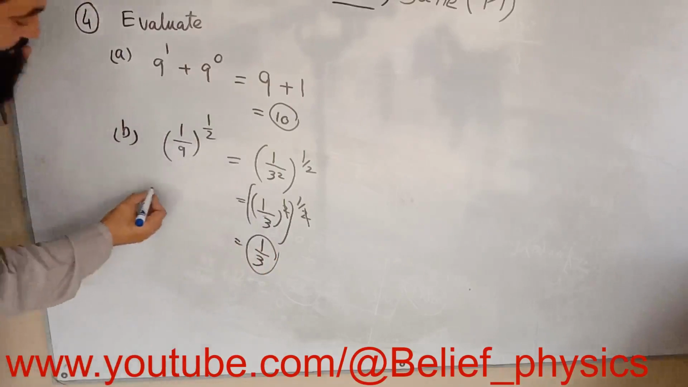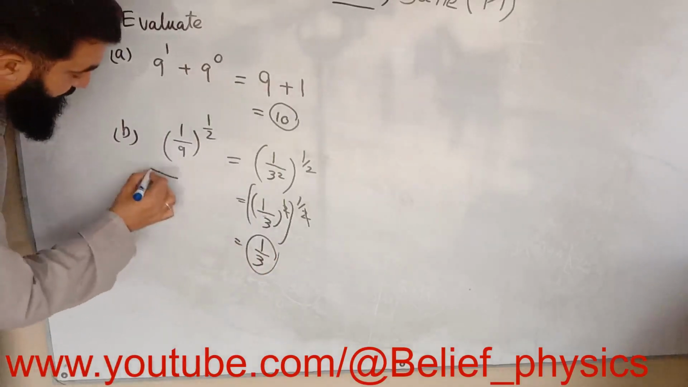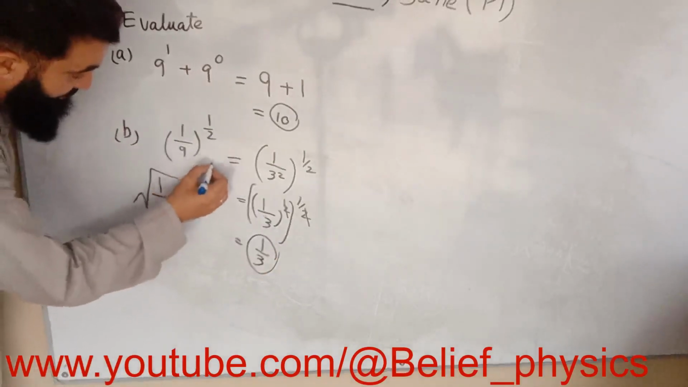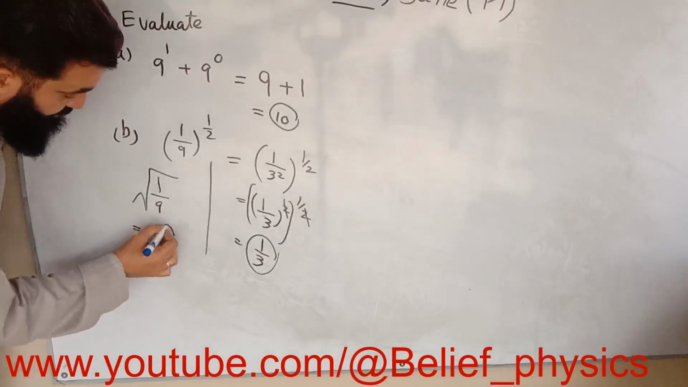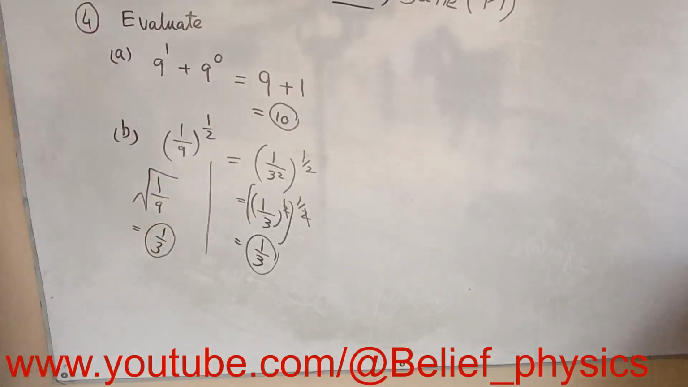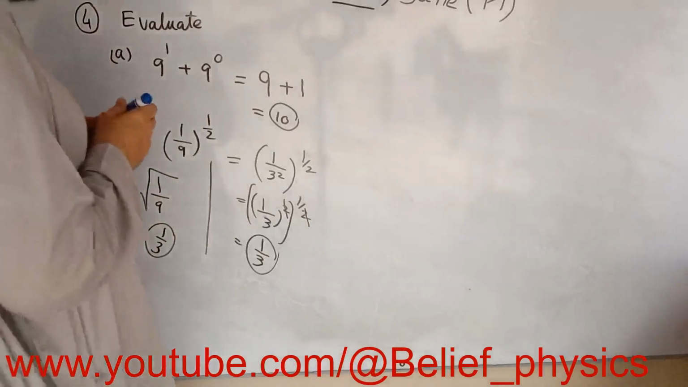You can also do it this way, 1/9 under the root sign, as an alternative method. So the root of 9 is 3, so 1/3. You know it. Whatever you do, both methods are correct.